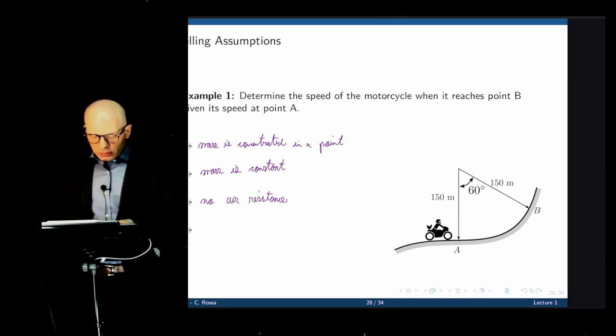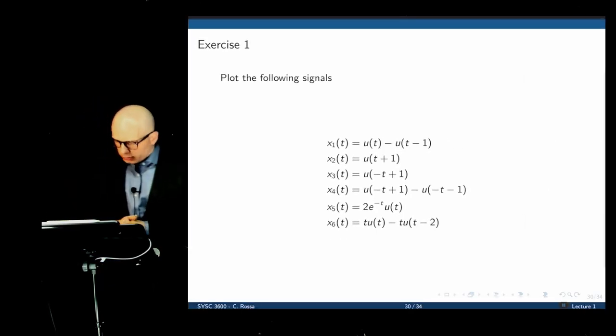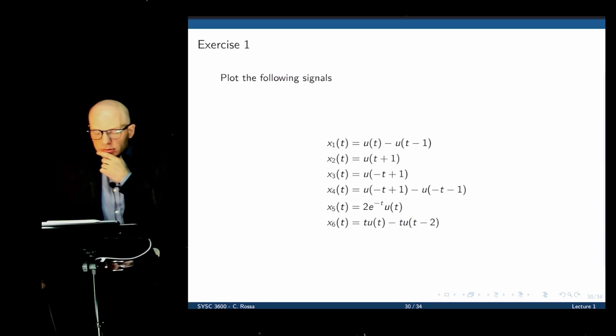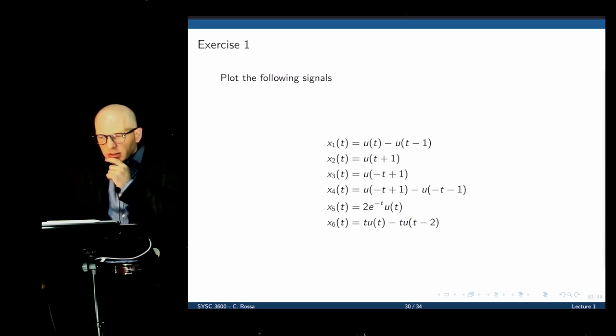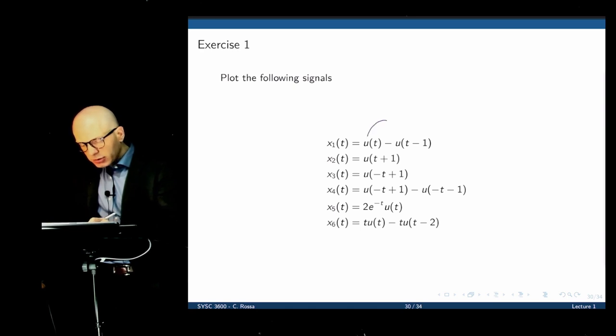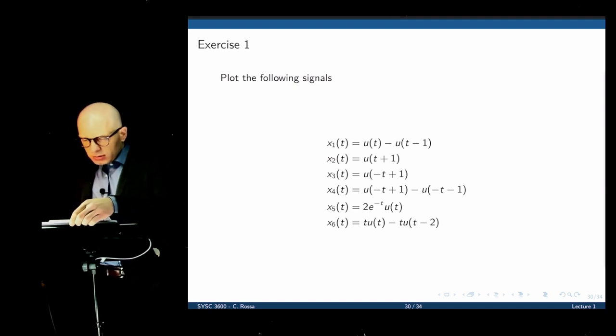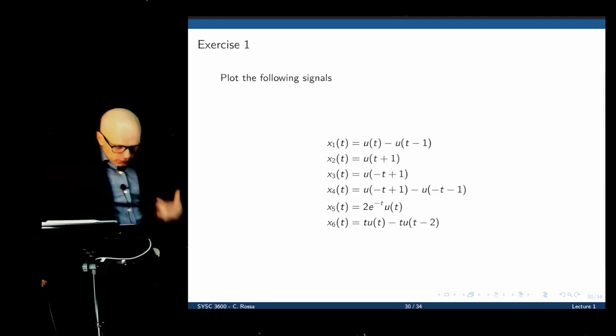Okay, so let's do a few more exercises. I talked too much as usual. Let's do a couple of exercises here to represent these input signals better. So here I have all of these, you will recognize, are step functions. U represents the step function. Delta was the ramp function. Delta was the impulse function. Here we have six different steps that will be given to a certain system, and we want to represent them mathematically.